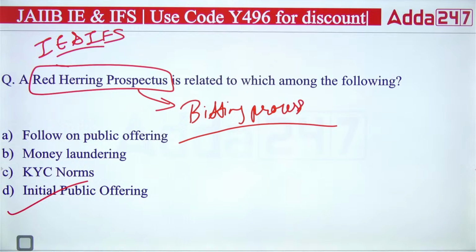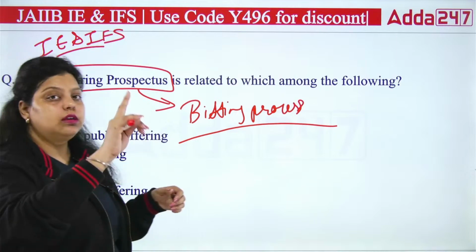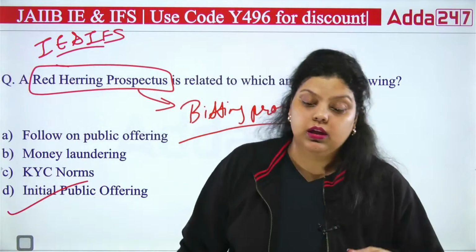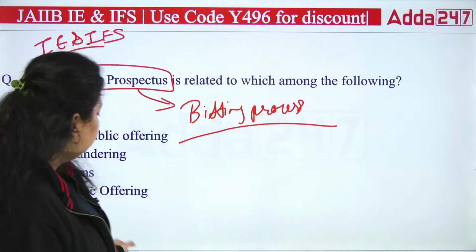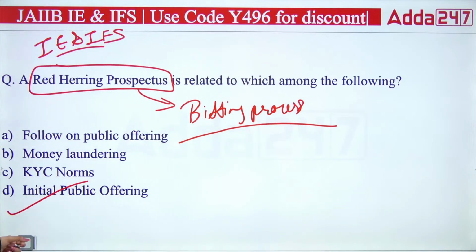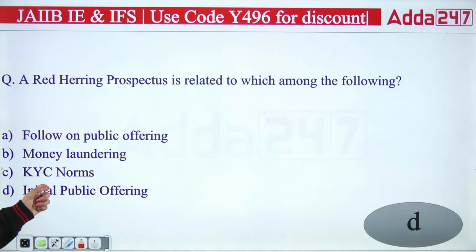Initial public offering means when the company issues shares for the first time to the public. Okay, so when a company issues shares for the first time to the public, that is known as your initial public offering. I hope that's clear. That's the D.